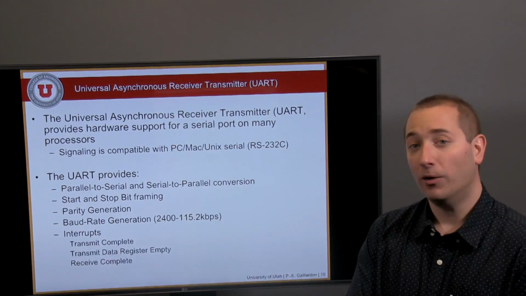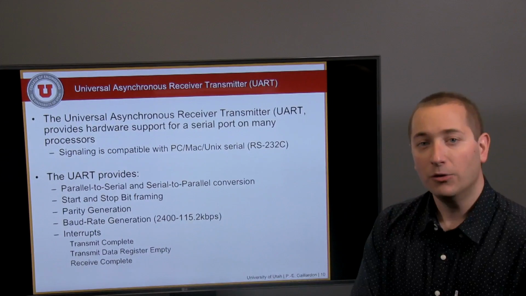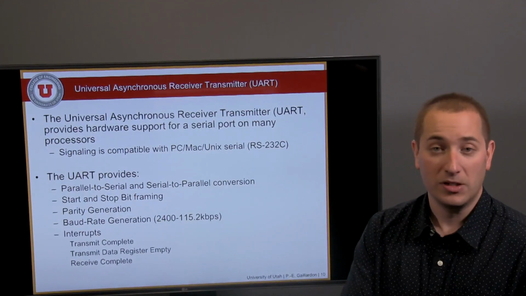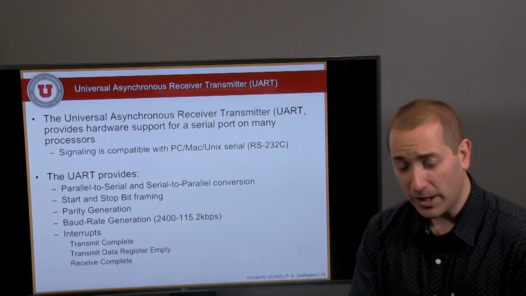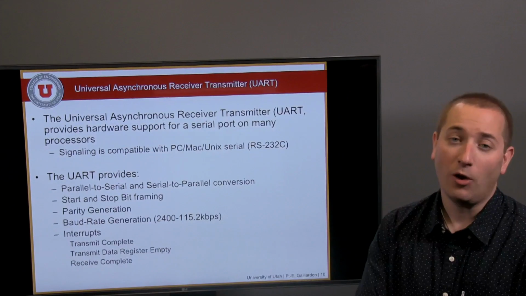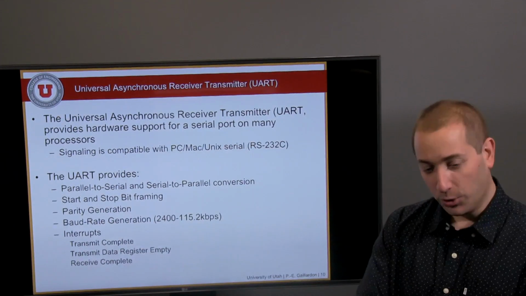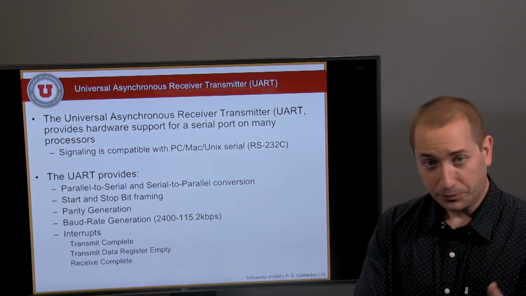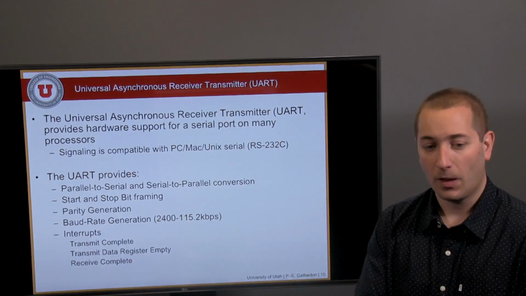It can add a parity bit in order to guarantee data accuracy, and the data transfer can be selected to be multiple speeds. This is what we call the baud rate, and the baud rate can be between 2,400 bauds per second up to 115.2 kilobauds per second. A baud is basically the number of bits that you're able to transfer per second.